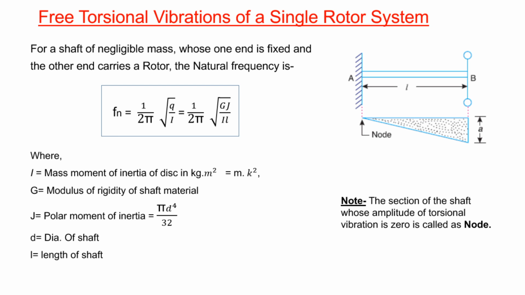Now, we also studied that for a single rotor system, one end of the shaft is fixed and the other end of the shaft connects with one rotor. For that we drew a vibration amplitude diagram also. In it, one point is called a node, at which the amplitude of vibration is 0, and that point is the fixed point where the shaft is fixed, and at the free end the amplitude of torsional vibration is maximum. That we have studied for a single rotor system.